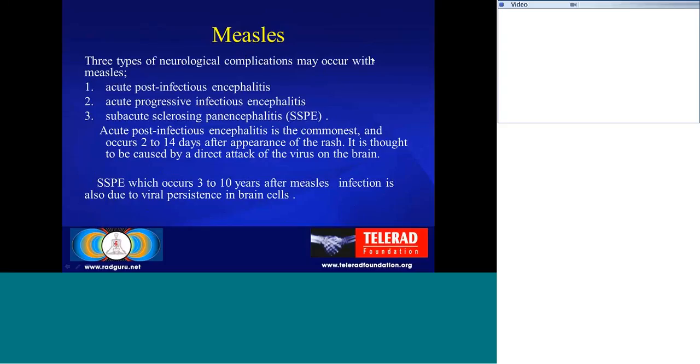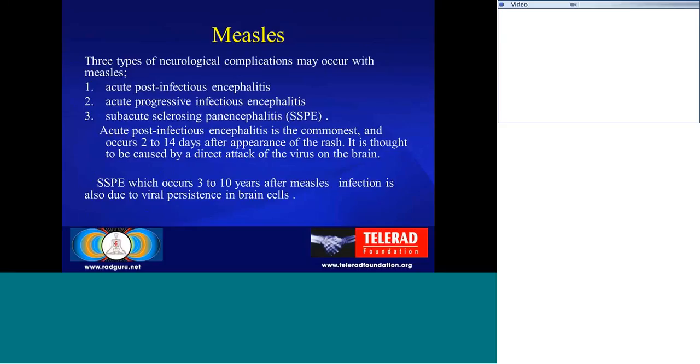Now coming to the measles virus, which is one of the commonest causes of encephalitis. There are three types of neurological complications that occur with measles virus. One is the acute post-infectious encephalitis. Next is the acute progressive infectious encephalitis. The third is subacute sclerosing panencephalitis. The acute post-infectious encephalitis is commonest and occurs 2 to 14 days after the appearance of rash.